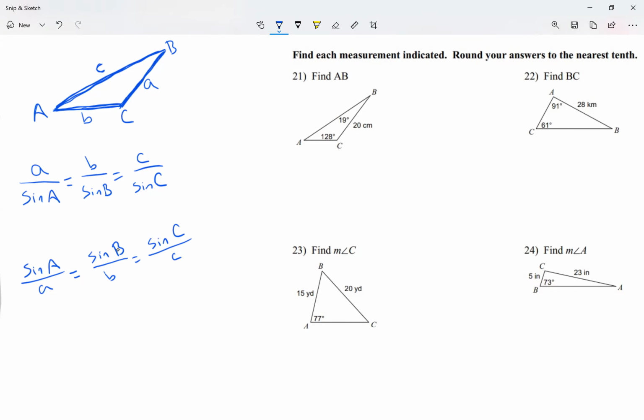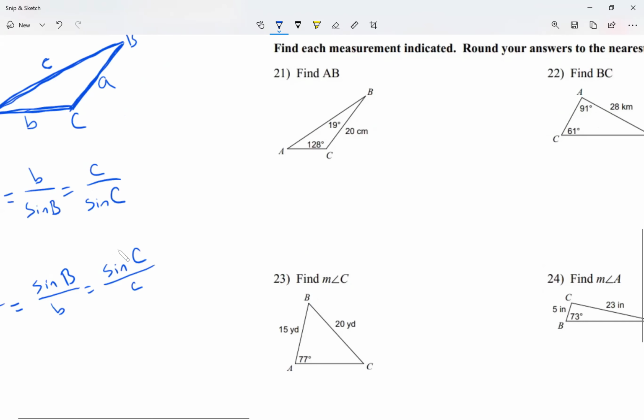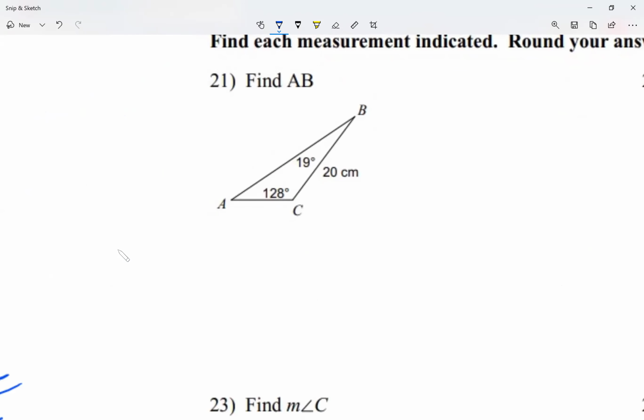Okay, so let's take a look at number 21. It says find AB. Find, when I use 2 letters, basically I mean a side. So now I see the side AB. Isn't this what we usually call side C? Because it's opposite from angle C. So I'm solving for a side. Well, guess what? I am going to use the fractions where the side is on top. I want the unknown to be on top.